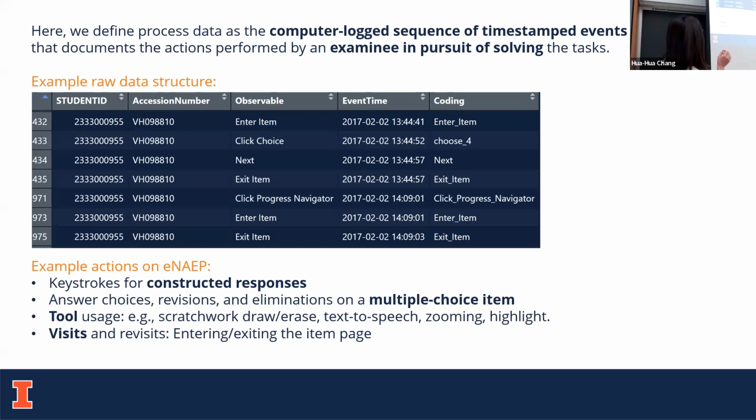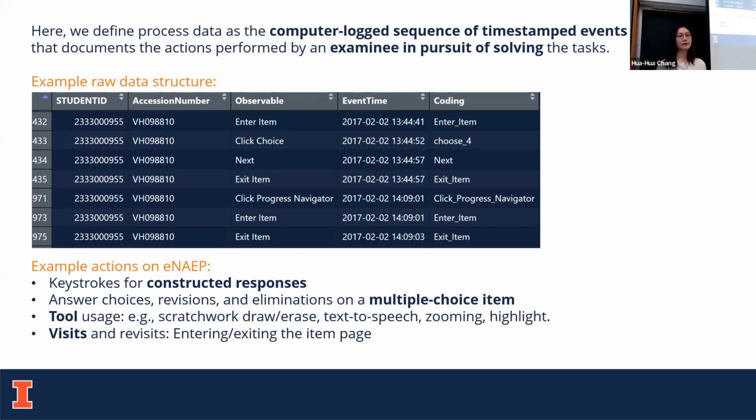I took a screenshot of an example raw data structure for process data. The first column is student ID, the second is essentially item ID. And then later on, the last column is the coding, and the column before that is the associated timestamp. You can see that each of them is essentially one computer-recorded event documented at this particular time. This is what happened for this student on the interface.